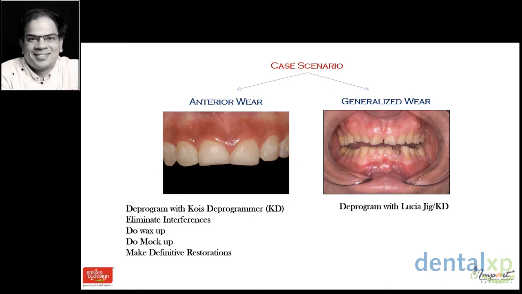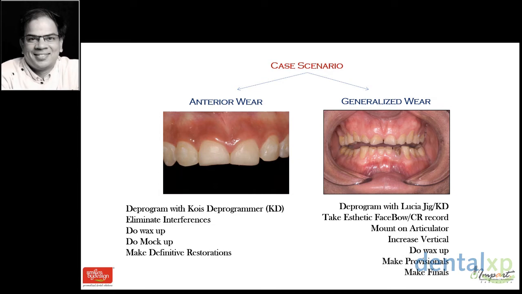When you look at generalized wear, you first want to deprogram the patient maybe with a Lucia jig or a Kois deprogrammer. Take an aesthetic face bow and mount the upper cast, and then a centric record to mount the lower cast. Once you have mounted this on the articulator, you decide the vertical dimension of occlusion that you want to work with for that patient. Of course, that's a big topic and we'll discuss some part of it. You do a wax up and then go ahead and make a provisional, and then make the final restorations based on your test driven and approved provisionals.